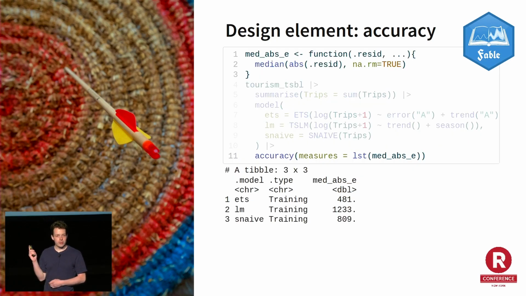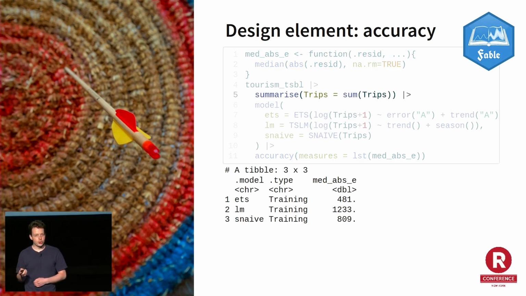You can also specify your own accuracy measures, so it's extensible. Maybe you're working for a company and they have a specific KPI that they're interested in, and my software is not going to include that KPI for you. But you can create your own functions and use them directly with the accuracy in order to compute this KPI.